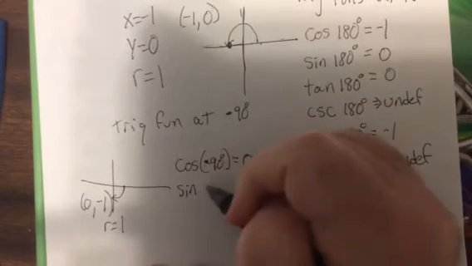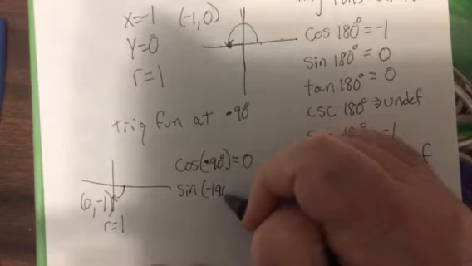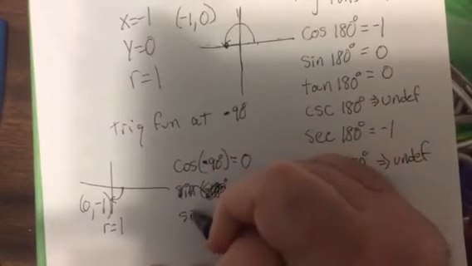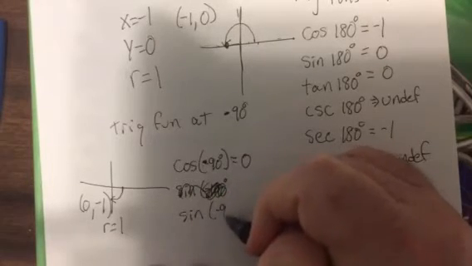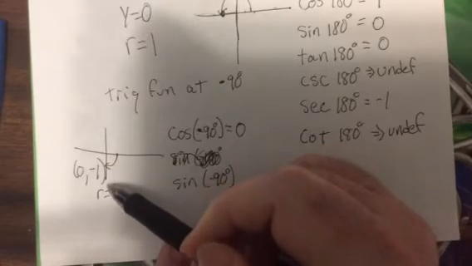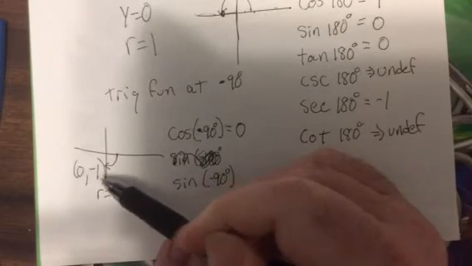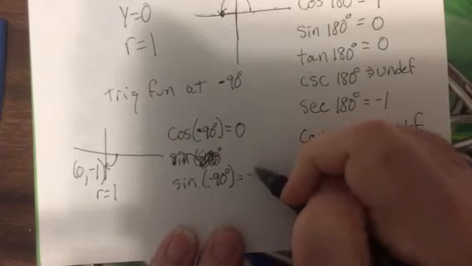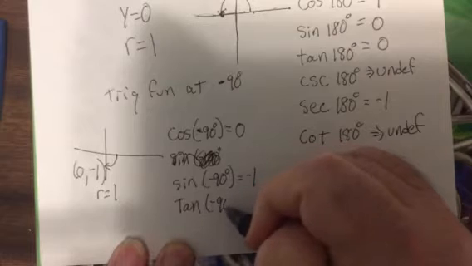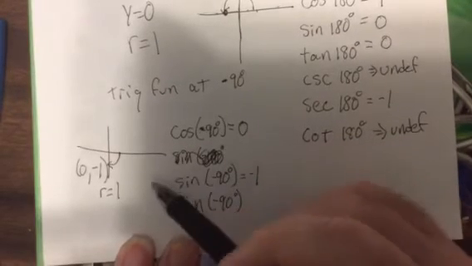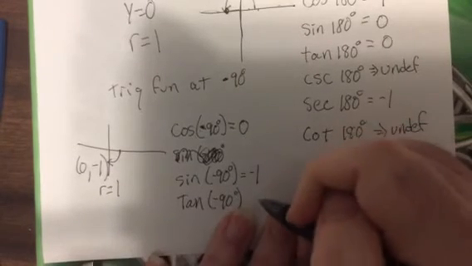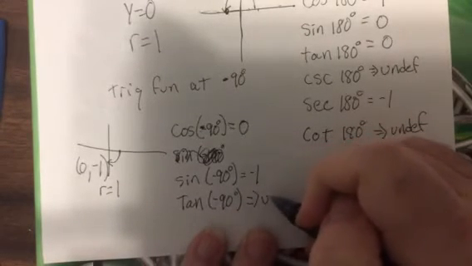Sine is y over r. So the sine of negative 90 would be y over r, negative 1 over 1, so negative 1. Tangent of negative 90. Let's see. Y over x. Oh no, it's undefined.